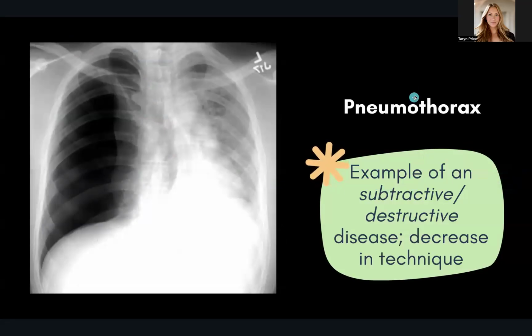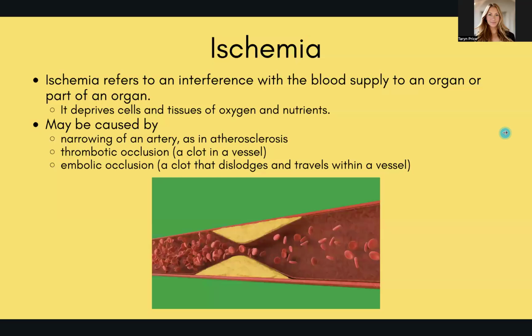On the other hand, a pneumothorax that we'll learn about within the next couple of chapters is an example of a subtractive or destructive disease. So this is going to require a decrease in technique. So here we have air. If something introduces more air than should be there, or if it generally eats away at tissues, almost makes them kind of disappear or degenerate, we're talking about a destructive disease, and we should decrease our technique.